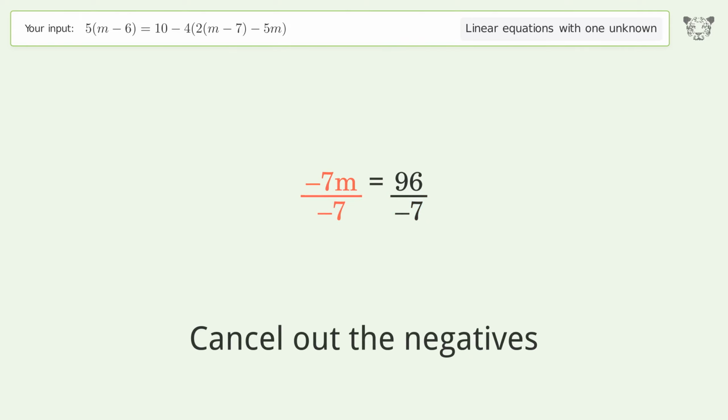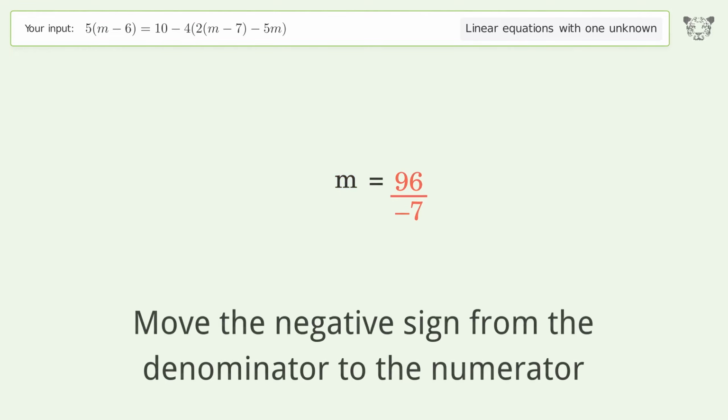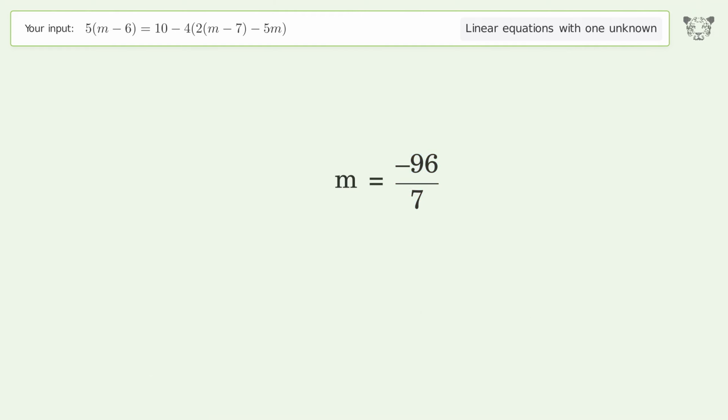Cancel out the negatives. Simplify the fraction. Move the negative sign from the denominator to the numerator. And so the final result is m equals -96/7.